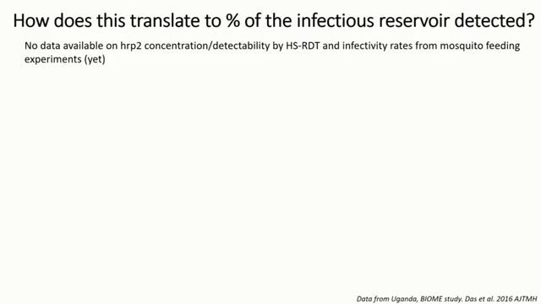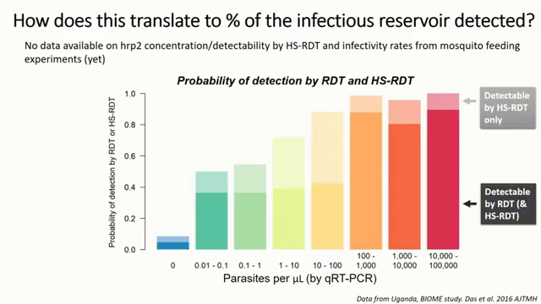But we can try and get at this exact question by using two data sets and trying to bring them together. So the first one is some data from Uganda, from a paper by Smita Das that came out a couple of years ago. This is asymptomatically infected individuals in a population, and their parasite densities were determined by qPCR.